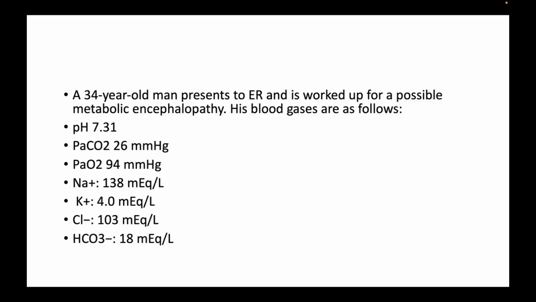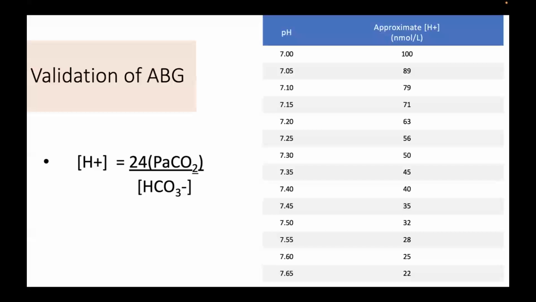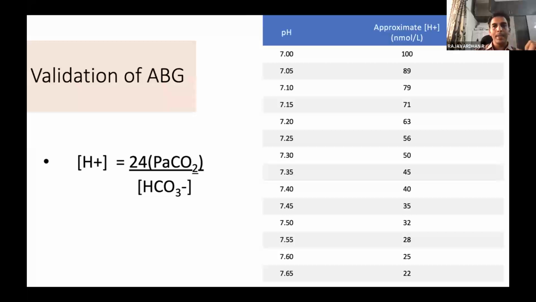So mainly, first I'll validate the ABG, sir. Yes, good. Mainly based upon the Henderson-Hasselbalch equation. So H plus equal to 24 into PaCO2 by HCO3, sir. It's the acid by base. Yes, sir. Can you tell me whether this ABG is validated or not?